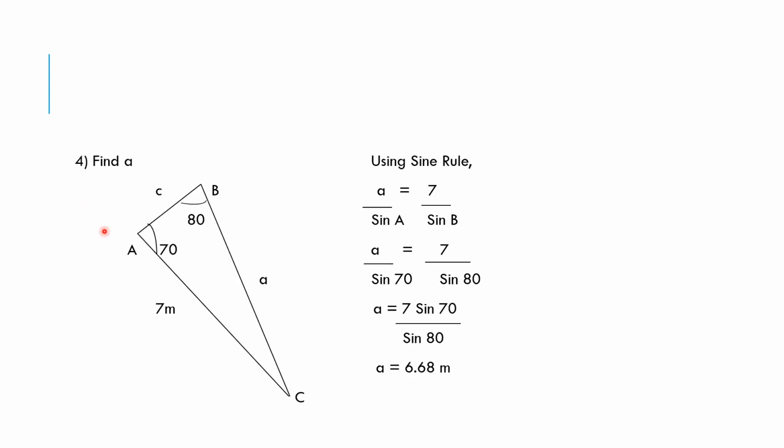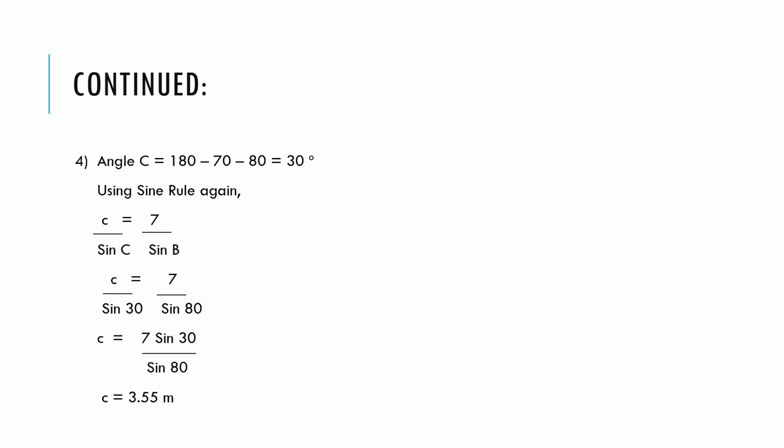Okay, let's have a look at question number 4. Here we have to find A. In the triangle ABC, angle A is 70 degrees, angle B is 80 degrees and angle C is unknown. And the side A is unknown. We have to find the side A. Side B is 7 and the side C is not required. Using the sine rule, we have A over sine A is equal to 7 over sine B. A over sine 70 is equal to 7 over sine 80 and A is equal to 7 sine 70 over sine 80. So A is equal to 6.68 meters.